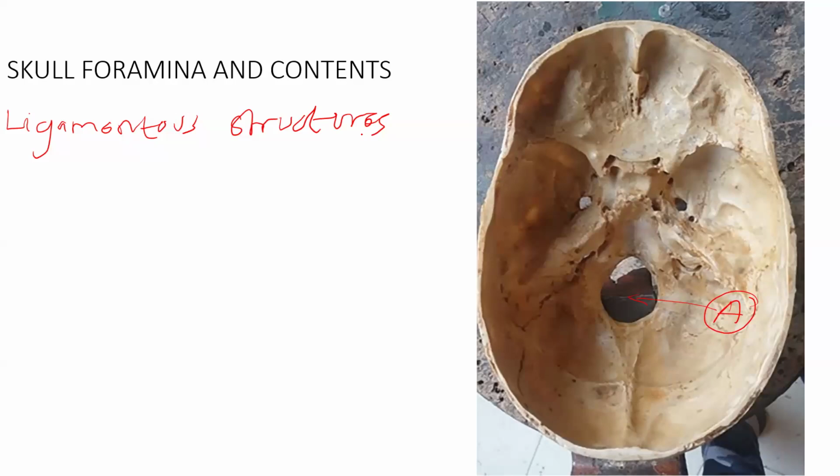There are so many, yeah? Let me just point another one, as the last one, B. What is B? Optic canal.